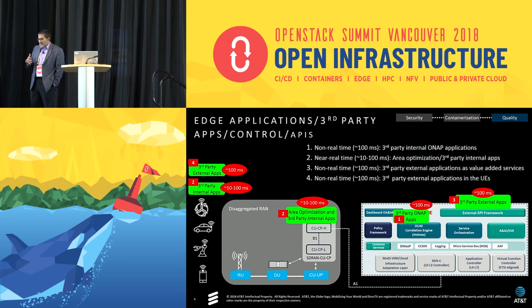Then you have the third-party external applications as value-added services, which is what we have been looking for all this time. These are the web scale, IT and telco applications that can make use of them, and they will most likely go through the external API framework that ONAP has. That's where I'm showing them sitting on top of ONAP here. And fourthly, there are APIs that would sit on the UEs, and these will also be in the range of 100 milliseconds, near real time and non-real time types of applications.